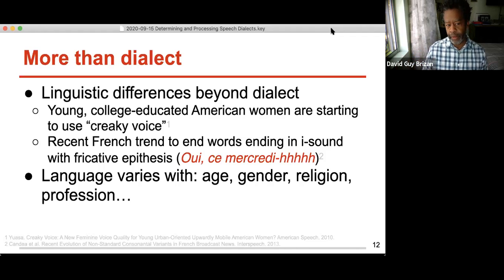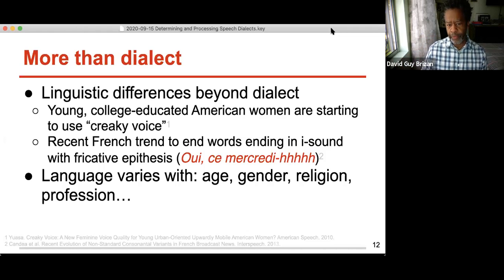About 10 years ago, USA looked at creaky voice. So people who were saying things like, I really don't want to do that. That creaky voice started being used by college-educated American women. Think, what's her name? Lena Dunham from Girls, right? So these folks started using creaky voice as a vocal side channel, communicating things with language without using words, more than just their words.